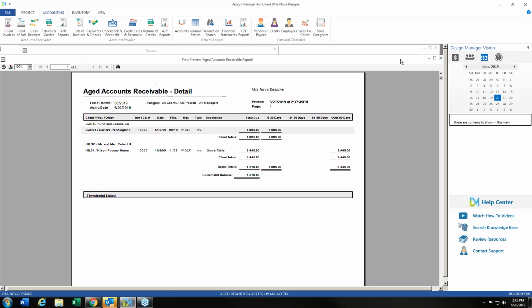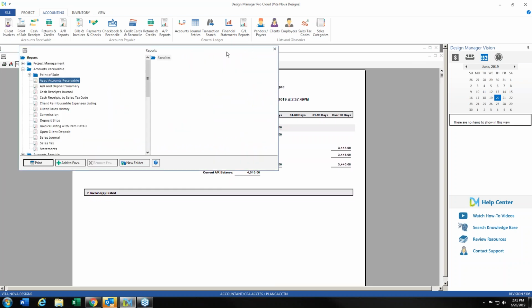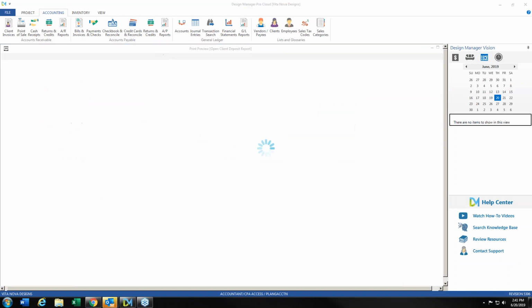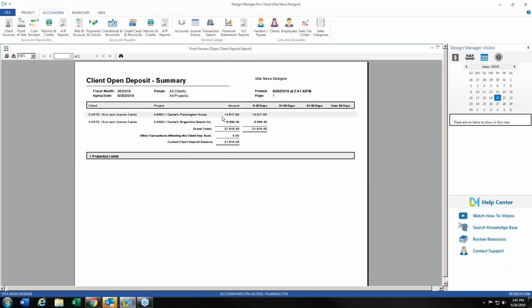Okay. I'm going to keep this one open. And the other report that I want to show you that is directly related to this is the open client deposit one. The client deposit account, if you remember, was on the balance sheet under the liability section. That's a holding account. The amounts will sit there until these retainer or proposal amounts are directly matched with a client invoice.